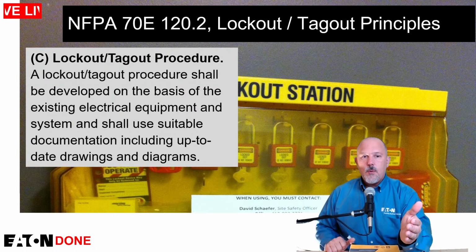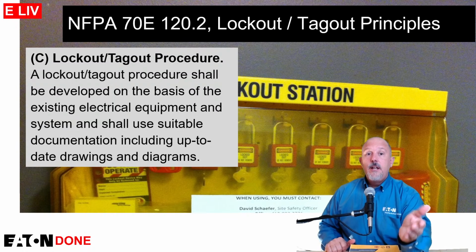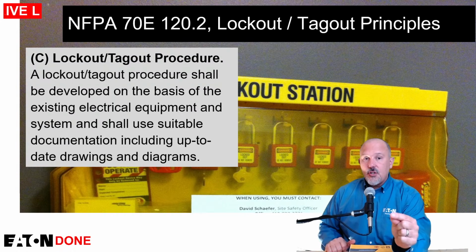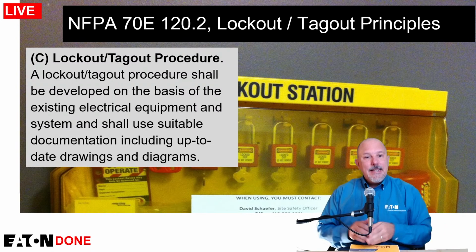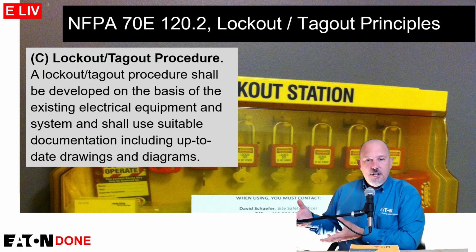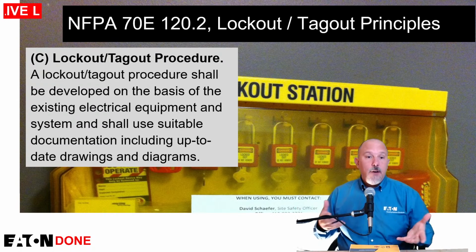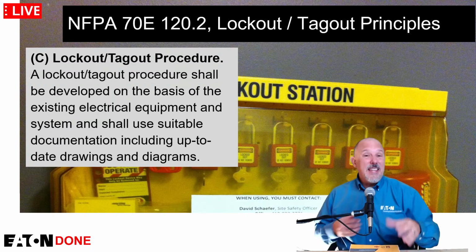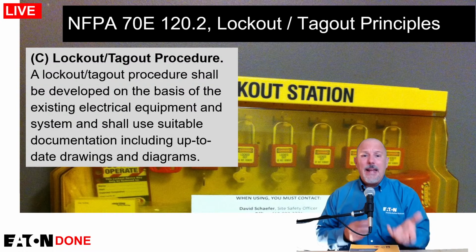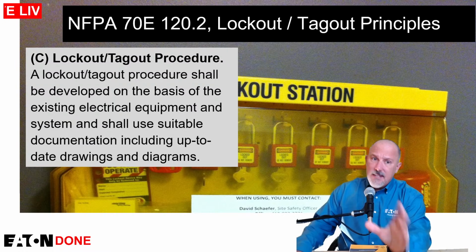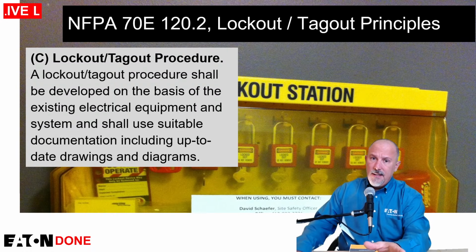Section 120.2(C), lockout, tagout procedure, tells us that lockout, tagout has to be developed on the basis of the existing electrical equipment and system, and shall use suitable documentation, including up-to-date drawings and diagrams. It says it shall use suitable documentation, including. It doesn't say you shall have an updated one-line diagram. So I think it could be a lot more solid to say you really need a one-line diagram, and it needs to be up to date. 70E hasn't taken that step yet. They're very indirect references like this.